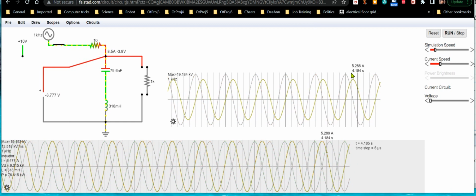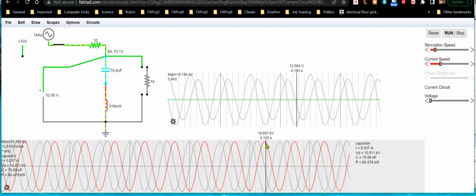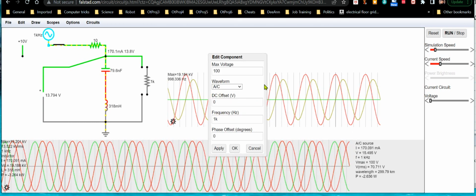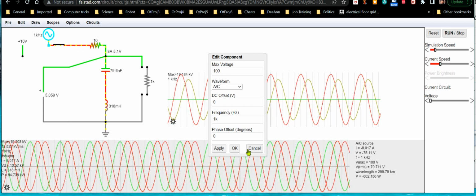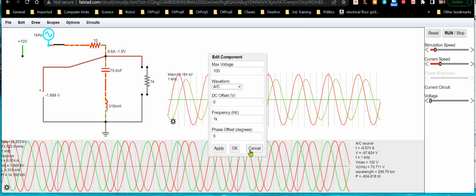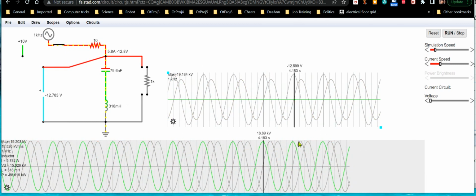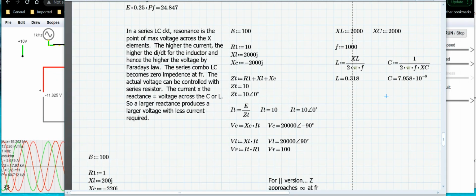Okay, I've altered some of the values here because I want it to match the calculations. I was kind of wondering why they were off. It's because I didn't have my source set right. So I went ahead and changed the source from 10 volts to 100 volts, and again it's at 1 kilohertz frequency. With the values you see here, and I chose these values so that I could show you the math behind it.